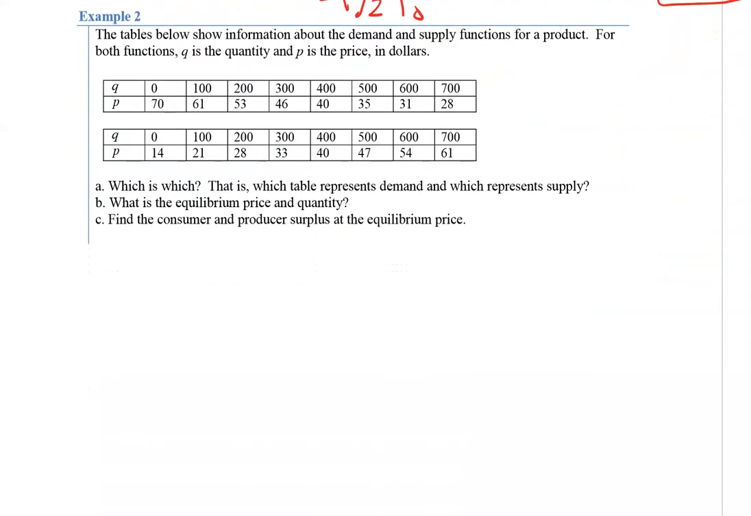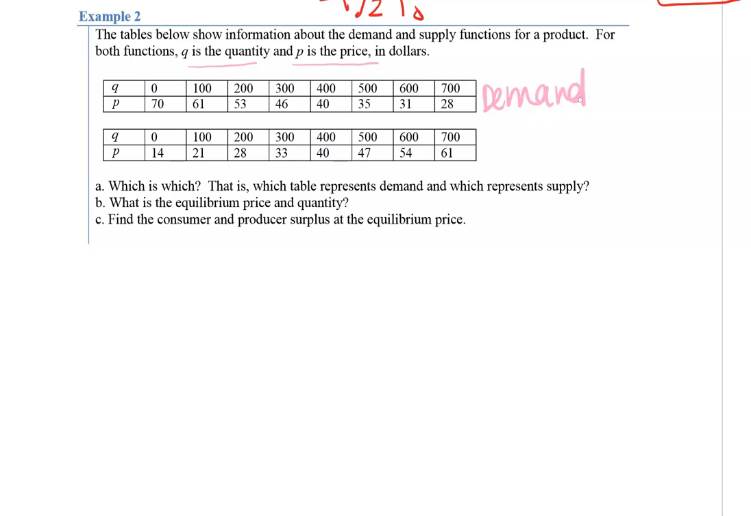Example number 2 says, the table below shows some information about the demand and supply function for a product. For both functions, Q is the quantity and P is the price in dollars. So part A, it says which is which. That is, which table represents your demand and which represents your supply. Since the first table shows a decreasing price associated with an increasing quantity, so remember, Q is your quantity, P is your price. You can see that this price is going down as our quantity is going up. And so therefore, the first table is going to be our demand function.